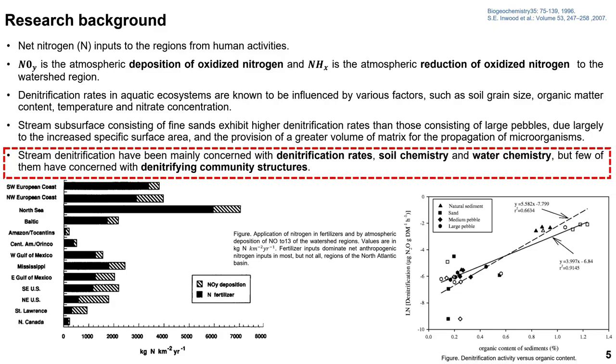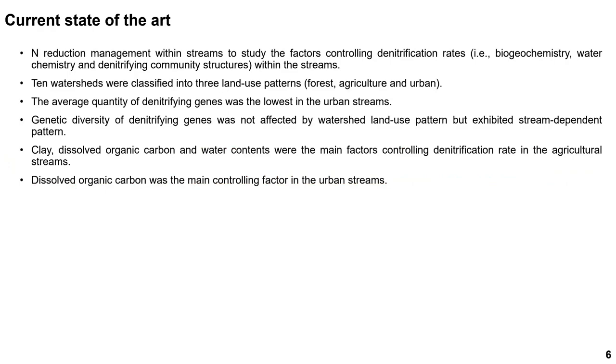propagation of microorganisms. Previously, stream denitrification studies have been mainly concerned with the following things. First one is denitrification rate, second soil chemistry, and finally water chemistry, but very few studies deal with the denitrifying community structures. So to overcome the challenges in the current state of the art, we set the following aims and objectives. The first is nitrogen reduction management within streams, to study the factors controlling denitrification rates, that is biogeochemistry, water chemistry, and denitrifying community structures within the streams.